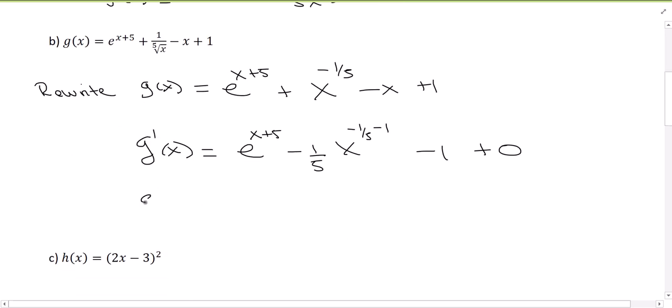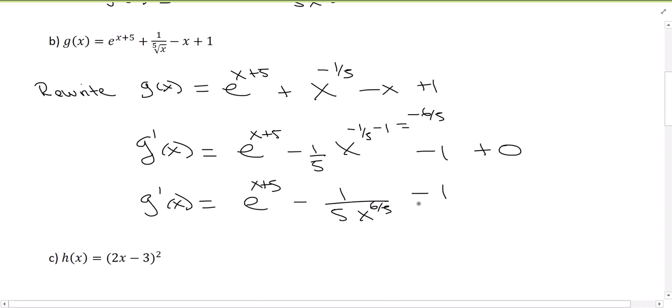And we can rewrite it. So g prime of x will be e to the x plus 5 and minus 1 over, what does this become? This is negative 1/5 minus 5/5, so that's negative 6/5. So this will be minus 1 over 5x to the 6/5. And you can simplify this if you want to go further, right? 6/5, that's an improper fraction, so 5/5 is 1, so it'll be x times x to the 1/5. So I can still do that.